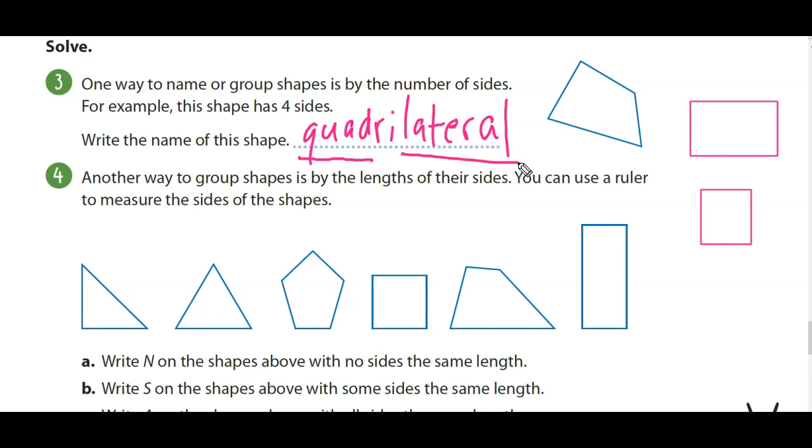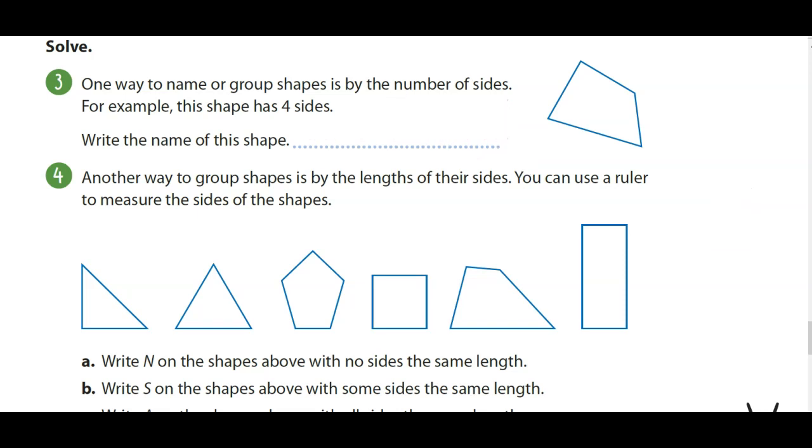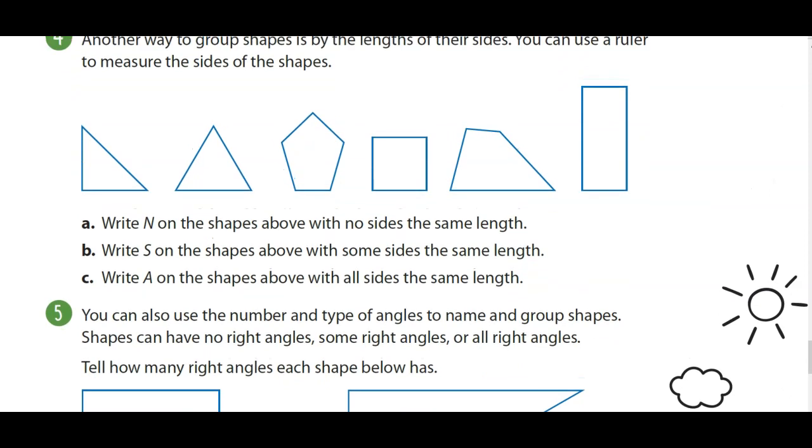Another way to group shapes is by the lengths of their sides. You can use a ruler to measure. Again, we really don't need that. So it says write an N, just like we just did, on the shapes above with no sides that are the same length. That would be this one. Write an S on the shapes with some sides of the same length. This one here, and this one here. And then letter A for these two guys, because those two have all the sides that are the same length.